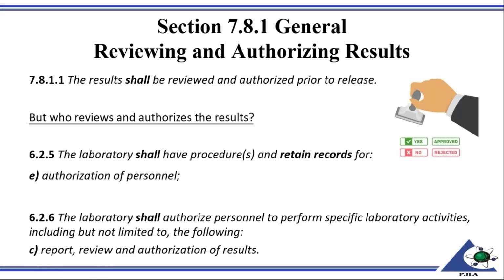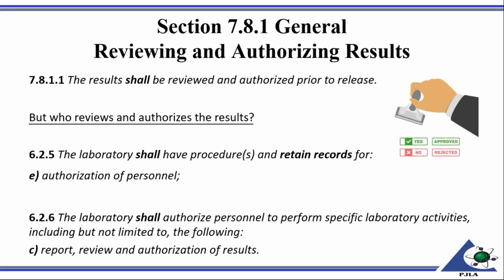Now, section 7.8.1, reviewing and authorizing results. 7.8.1.1, the results shall be reviewed and authorized prior to release. Now, every time you're going to see a shall here, I tried to bold all of them. Shall is very particular to 17025. There's I believe a separate section at the beginning of 17025 that denotes that shall is, it will be, it must be, it is a requirement therein. So just keep that in mind.